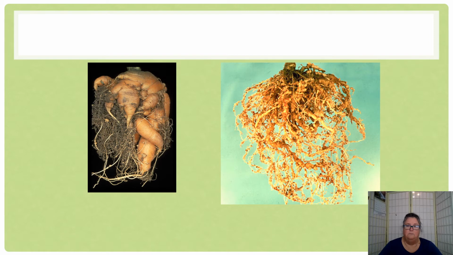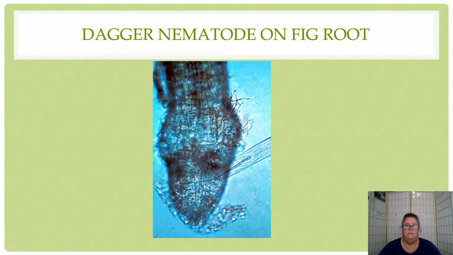Here again is some root knot nematode. We see it on carrot and on roots. And as you can imagine, when you have this on roots, those roots are not functioning properly. You don't see root hairs here. You see the roots sloughing, coming apart. And so that's not going to support good plant growth and crop yield.